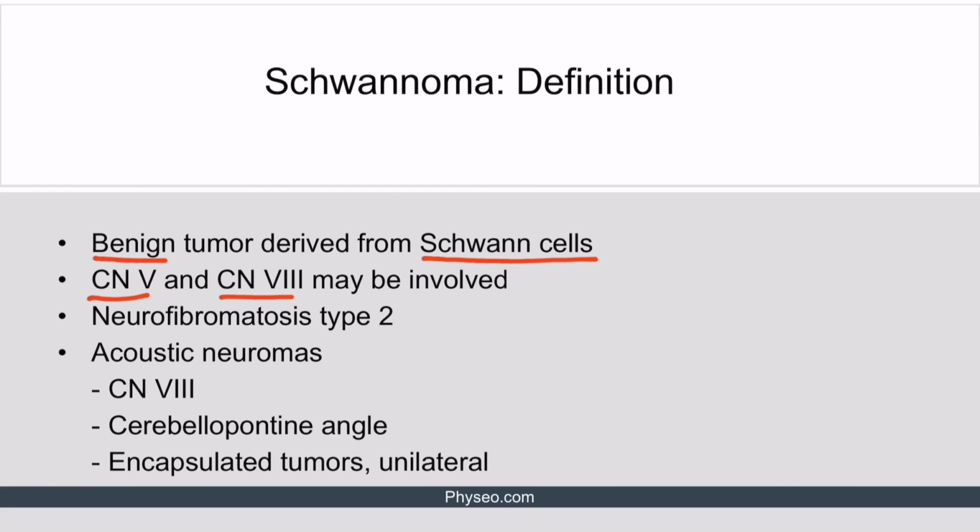It appears more frequently on the extremities with a predilection to the upper extremities, followed by the head and neck area, including the oral cavity, orbit, and salivary glands. It can occur in familial tumor syndromes such as neurofibromatosis type 2.